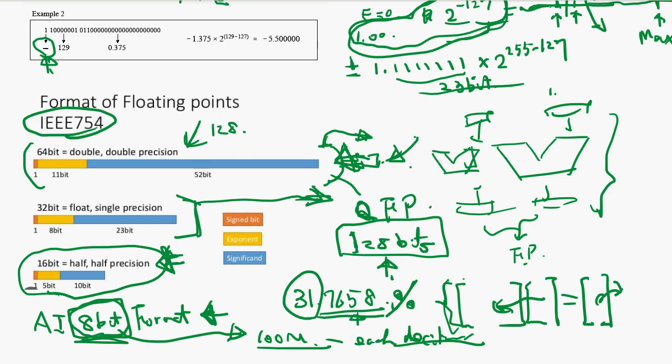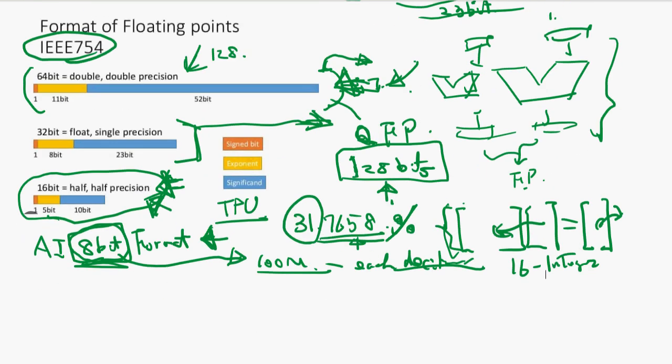But for this 8-bit format, there's no standard. AI is an emerging industry, and every company uses a different one. Google made a TPU, floating point. Actually, this kind of 16-bit, not floating point, 16-bit integer.